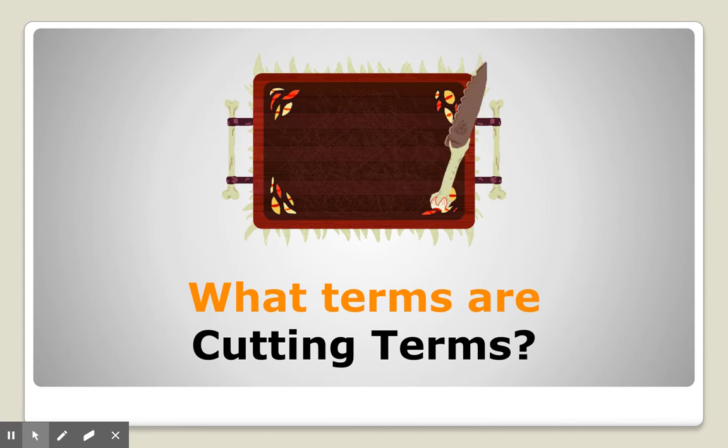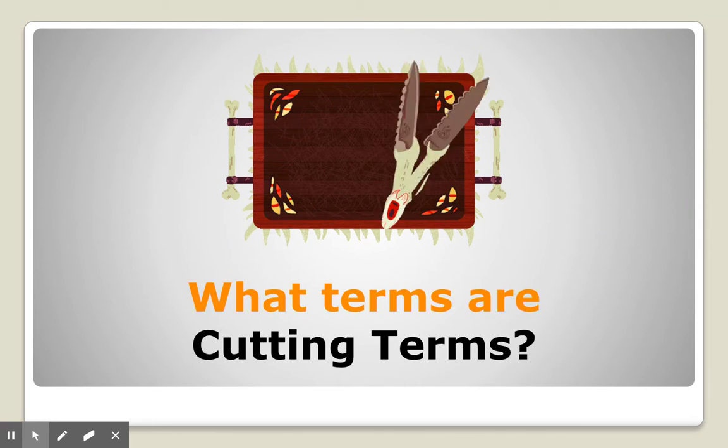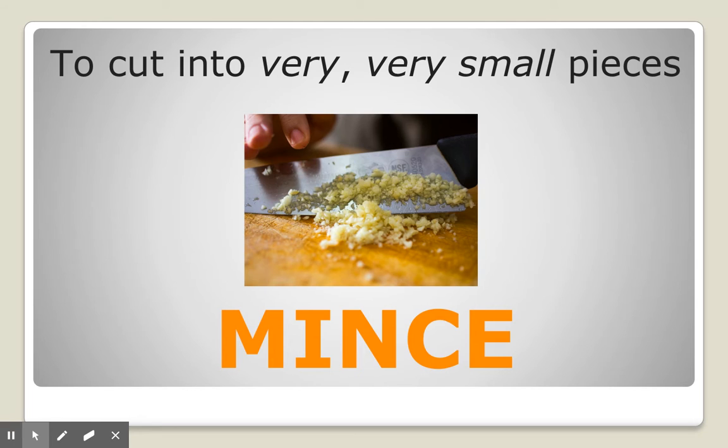So what terms are cutting terms? And this will be something that we talk even more about when we talk about our knife skills. So to mince something, think of minced garlic. You can see in the picture how tiny that garlic or ginger is. So that means to cut into very, very small pieces. There's really no dimension to them. You're just trying to get them as small as possible. And that takes some time.